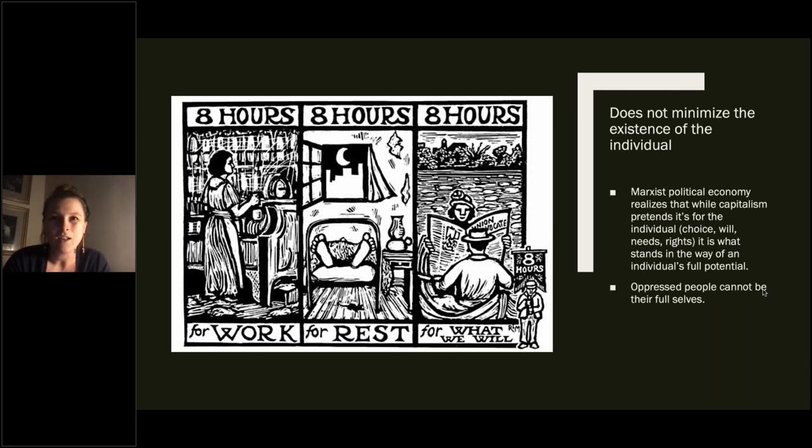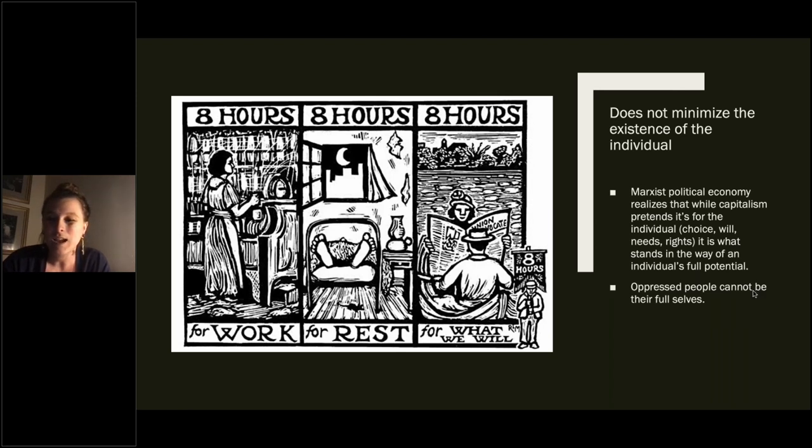I think that a lot of folks on this call can probably relate to the fact that you sometimes work so hard that you really can't think about anything but work. You don't have time to think about yourself as an individual, what your needs are, what it is that you want in life. And this is part of capitalist oppression, right? So Marx, when he's talking about classes, when he's talking about these broad movements in society, he's not forgetting the existence of the individual. Rather, he would say that Marxism is about fighting for the individual to actually be who they are.